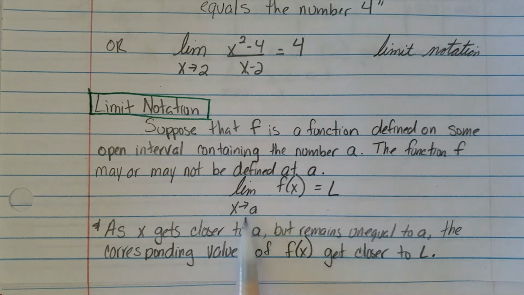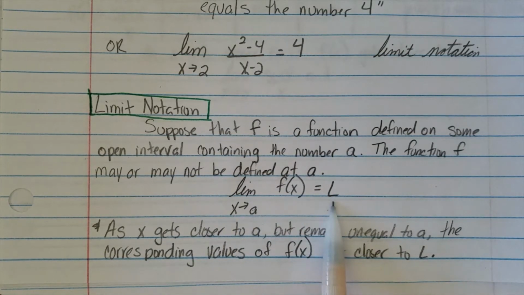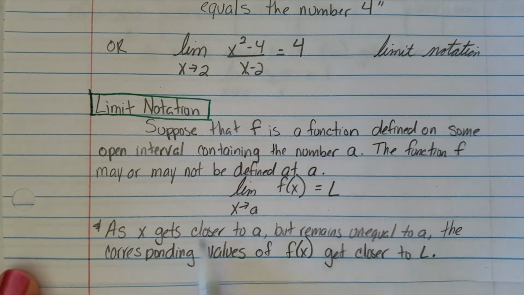This little a value here where the x has the arrow, that means as x is approaching whatever number, where are my y values going? What are my y values approaching? Well, that's your limit. This is VIP. As x gets closer to a but remains unequal to a, the corresponding values of f of x get closer to L, your limit. Let's look at a few examples.